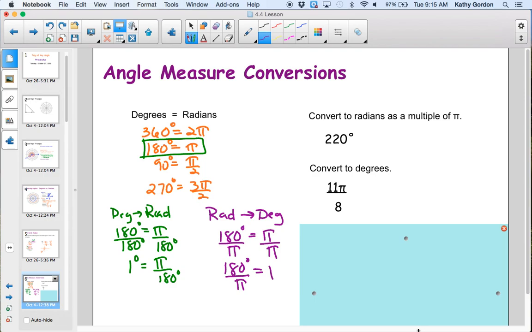All right, so using that, convert those two real quick. Everybody got those written down? Because I need to open up my calculator really quick. So you have the 220 and the 11 pi over 8 written down. So if you don't see it in the next few seconds, it's not a big deal.